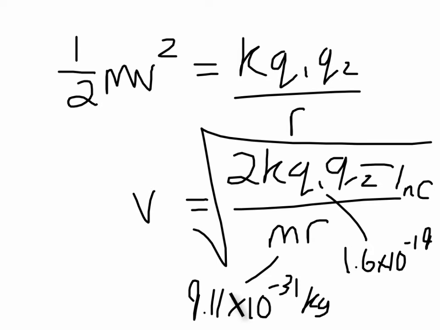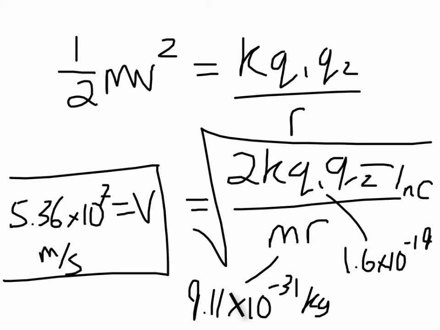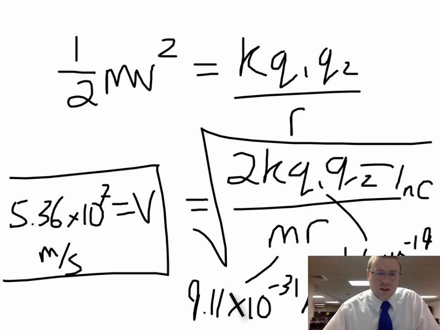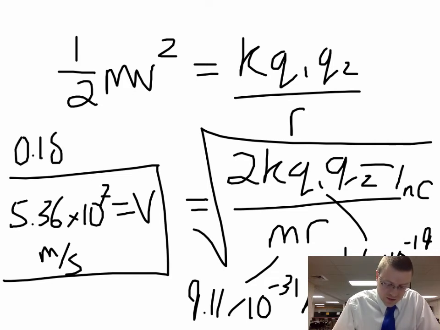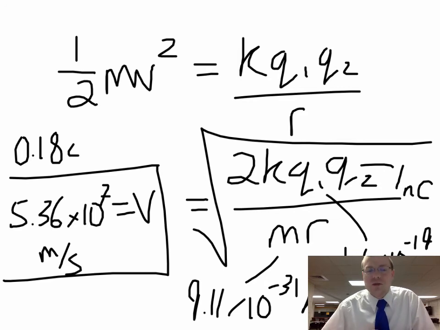So if you put all that in and solve for velocity, what you should end up getting is a speed of around 5.36 times 10 to the 7th meters per second. So it's a really fast speed. We're talking about 53 million meters per second just to get an electron to get within 1/10 of a millimeter of that charged bead. And if you want to know if that's legal, remember it's got to be less than the speed of light. So really this is only 18% the speed of light. So it definitely can go that fast. It's definitely not a problem.